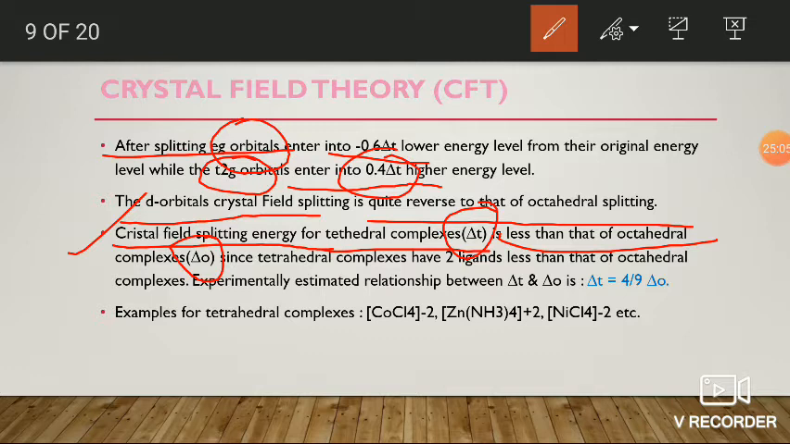According to experimental values, the relation between Δt and Δo is as follows: Δt is equal to 4/9 of Δo. That is, it is 4/9 of Δo, and it is always less than Δo.